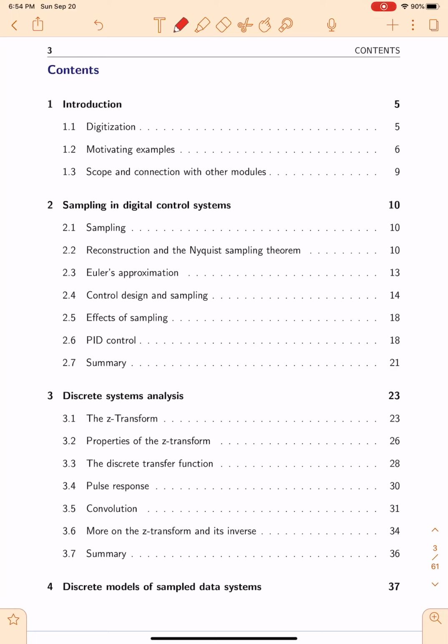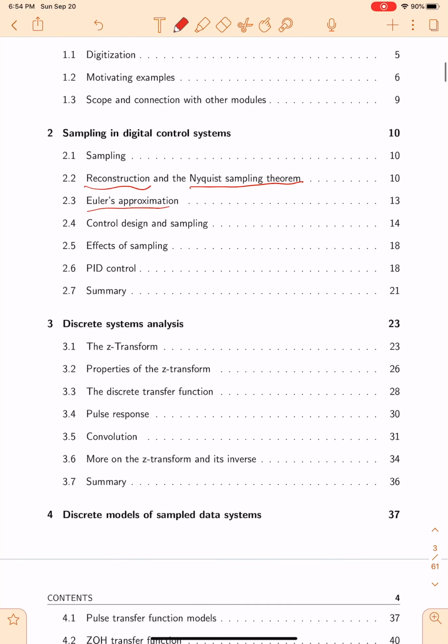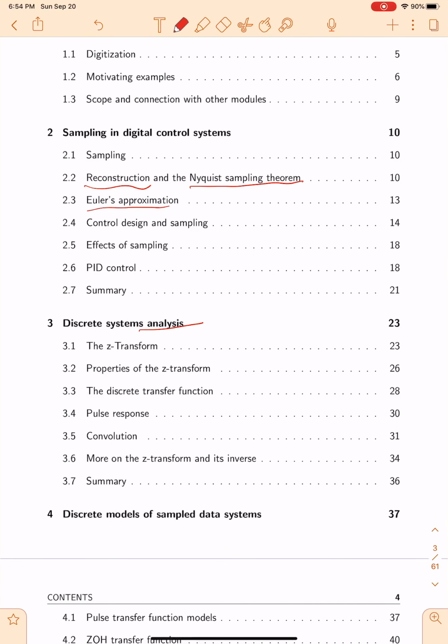And the second one is sampling. Sampling is really important: we sample and we reconstruct the signal, and the Nyquist sampling theorem will tell us the frequency needed to reconstruct, and the Euler approximation, which will always be used in our questions and exams. And for the analysis, we will introduce the Z transform, the properties of the Z transform, and some very typical examples using the Z transform for trigonometric functions, and some other examples we will introduce later.